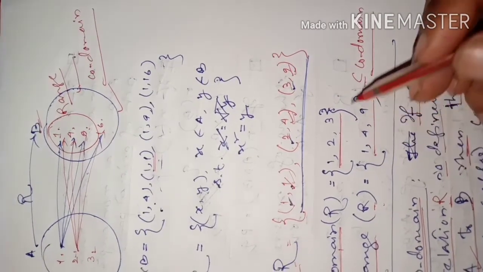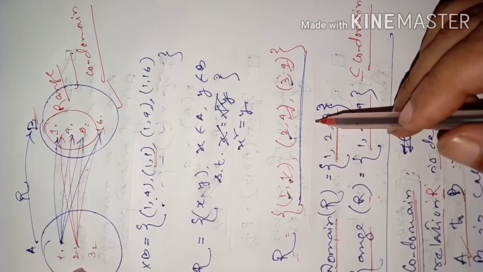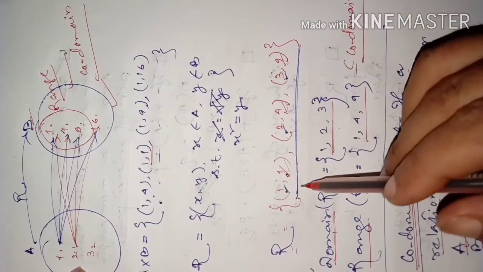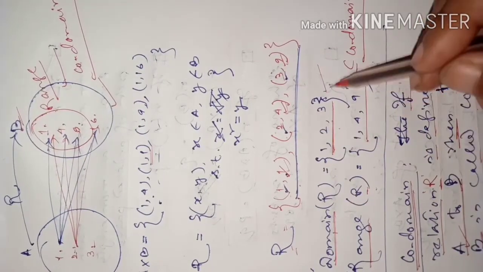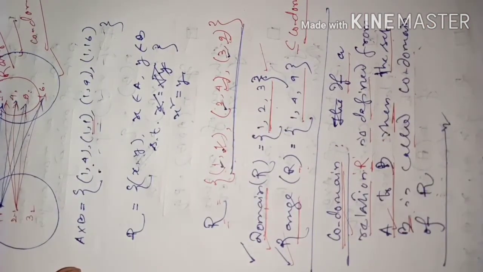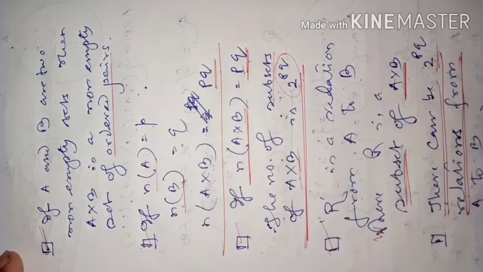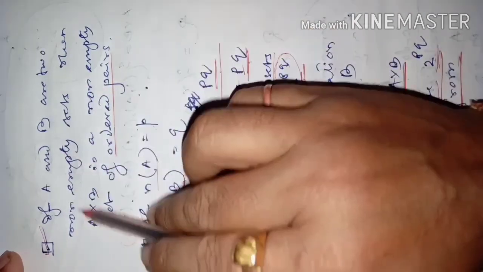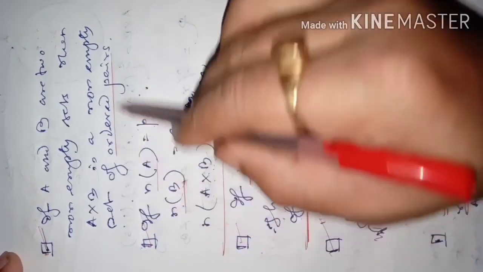And the domain is all the elements of the first set, that is, the set formed by the first elements. So now we have learned domain, range, codomain. Next, what are the different points that we have learned here? If A and B are two non-empty sets, then A cross B is a non-empty set of ordered pairs.